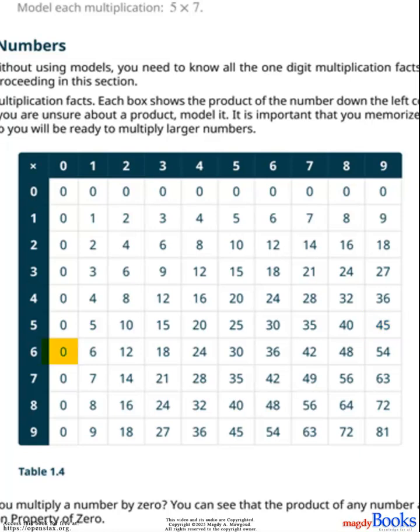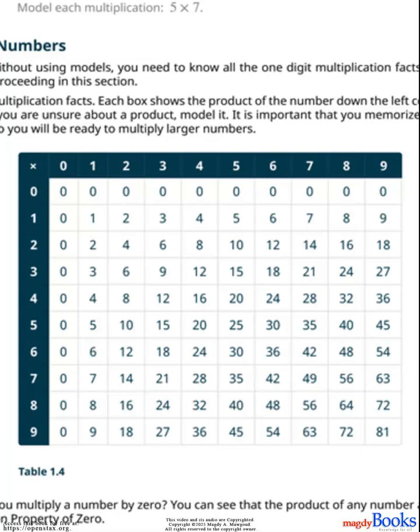6 times 0 is 0. 6 times 1 is 6. 6 times 2 is 12. 6 times 3 is 18. 6 times 4 is 24. 6 times 5 is 30. 6 times 6 is 36. 6 times 7 is 42. 6 times 8 is 48. 6 times 9 is 54.